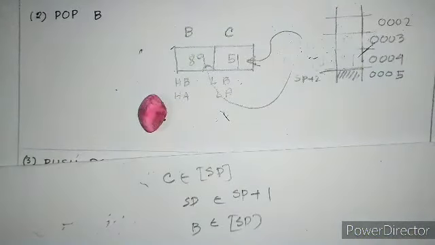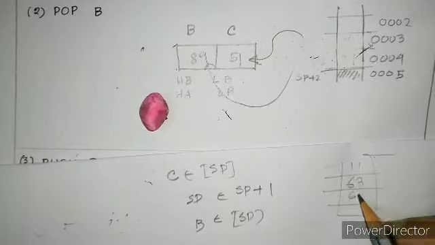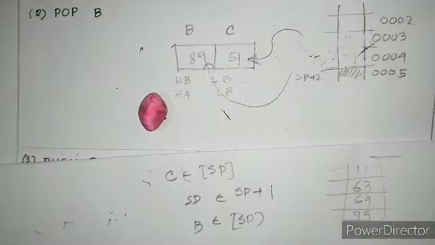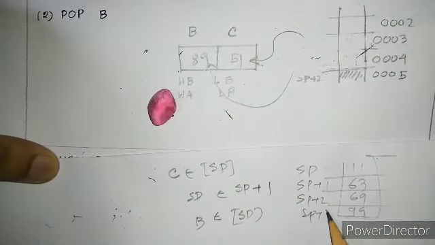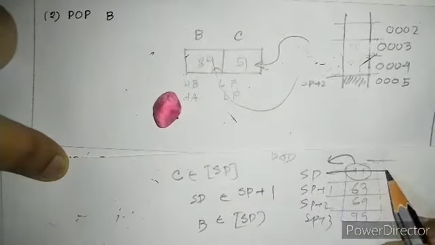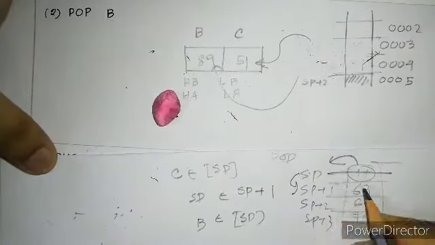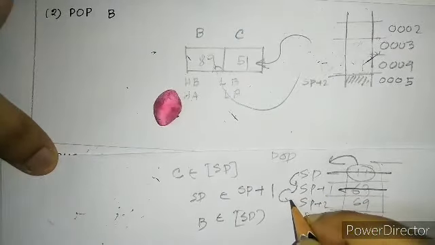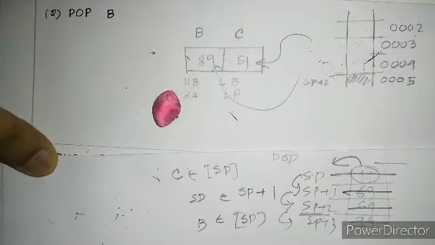So just have a quick review. First we have the data 11, 63, 69, 99 and so on. So this is SP, SP plus 1, SP plus 2, SP plus 3. First we perform pop, so 11 will come out. Then make it SP plus 1, again perform pop, 63 will come out. Then make it SP plus 2, 69 will come out. Again increment, 99 will come out. Okay, so this is how push and pop operate.